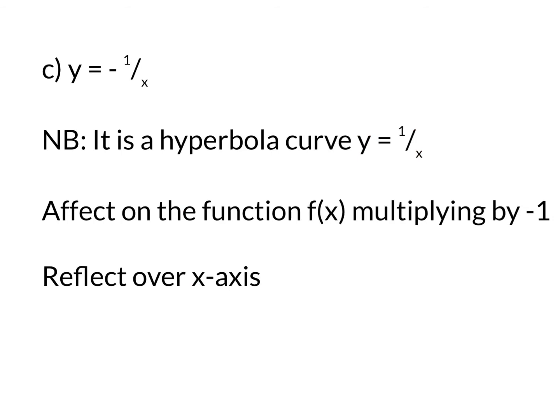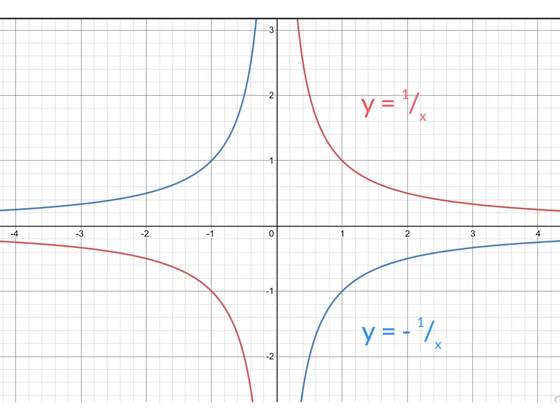And our final one is minus 1 over x. So this is a hyperbola that we have reflected over the x-axis. So note that originally the red one, y equals 1 over x, was in quadrants 1 and 3. When we reflect it over the x-axis, it still approaches the x and y-axis, but now the hyperbola is drawn in quadrants 2 and 4.